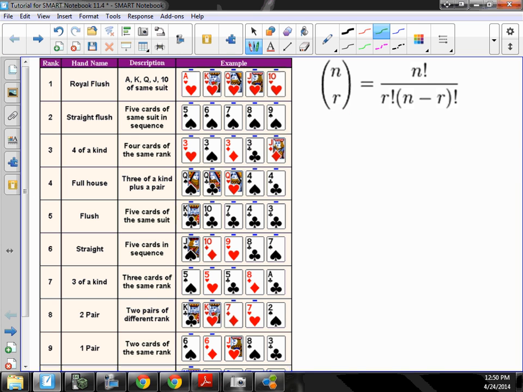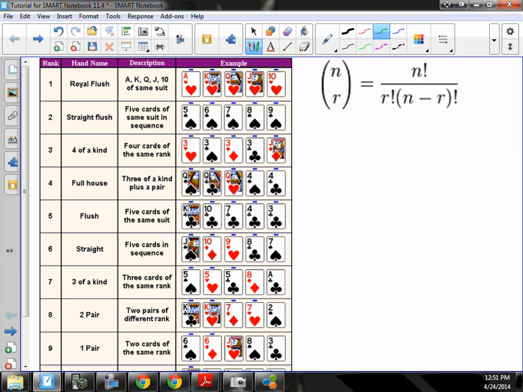Okay, royal flush. A flush is 5 cards of the same suit: 5 hearts, 5 diamonds, 5 clubs. A straight is 5 cards in order. So a royal flush is 5 cards in order that are also the same suit. A royal flush is the highest straight flush. It starts with 10: 10, jack, queen, king, and then ace. Ace can either be a 14 or a 1.